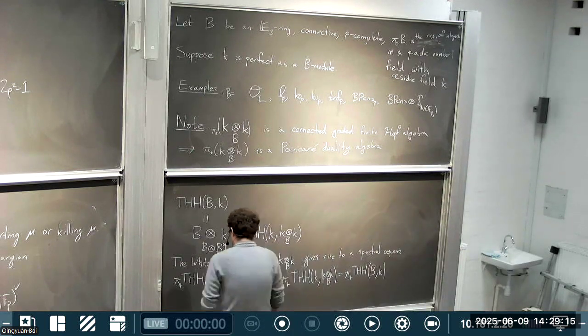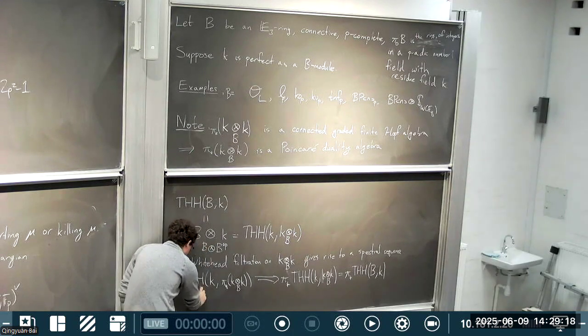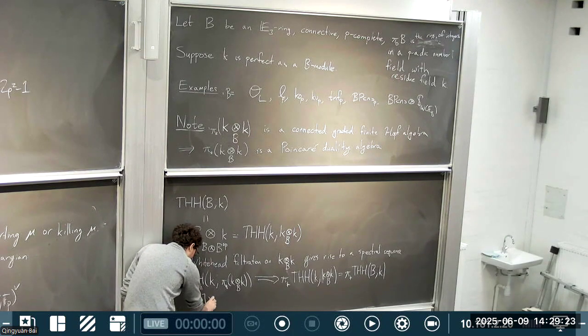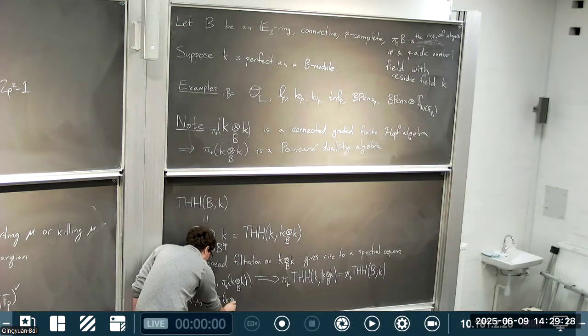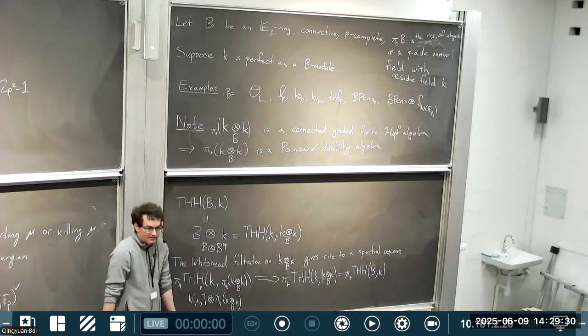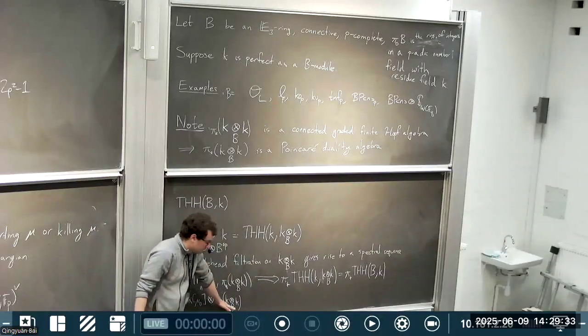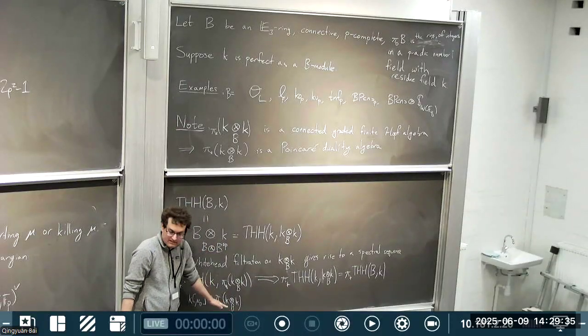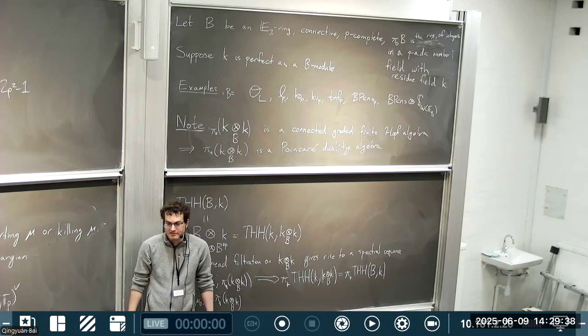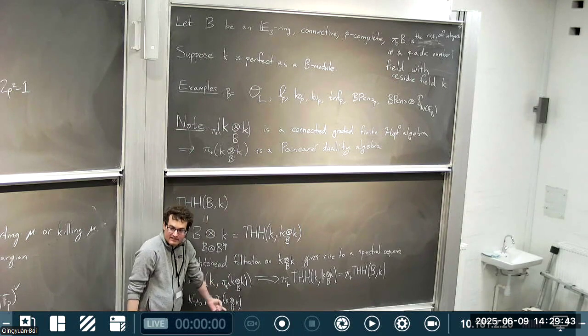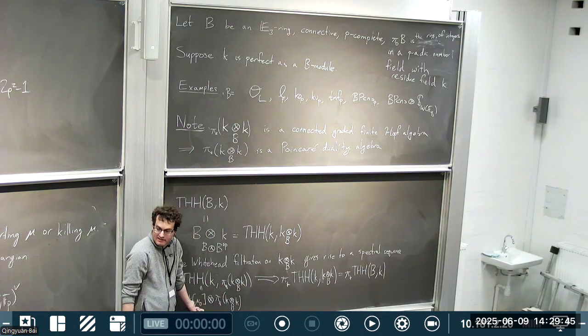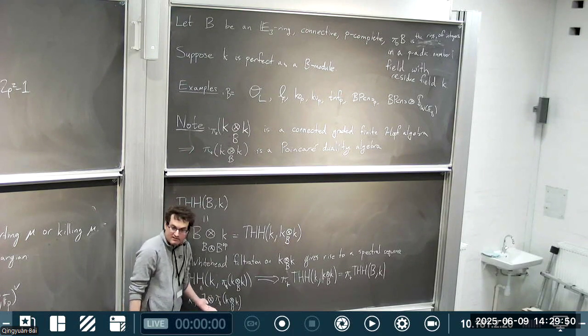And now this thing is just THH of K with coefficients in the tensor of S-bar of A over B with K. So there's a spectral sequence converging to this. It starts with this finite Hopf algebra tensor a polynomial ring on a degree 2 generator. And this object has the property that when I either invert or kill mu, I get a Poincaré duality algebra. And furthermore, this is a Lagrangian.